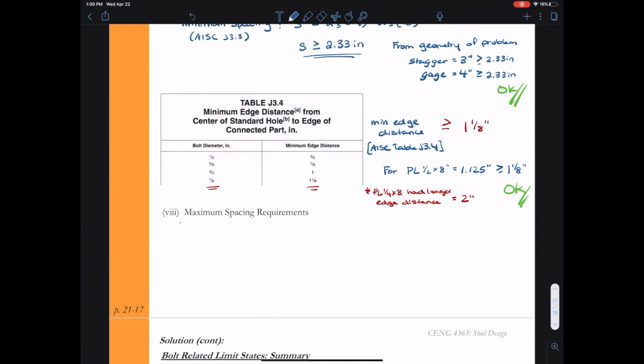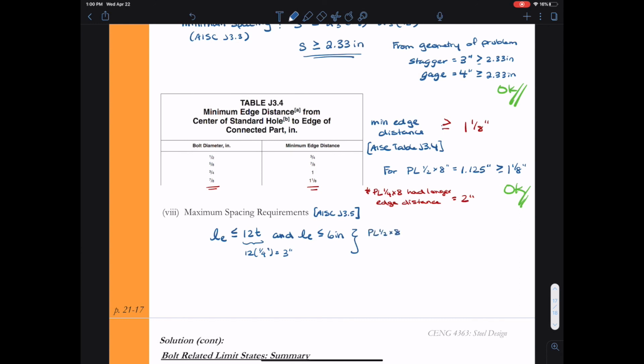We'll now do our maximum spacing requirements, which are stipulated by AISC J3.5. So the first requirement is that the edge distance has to be less than or equal to 12 times the thickness of the thinner plate, and this edge distance has to be less than or equal to 6 inches. So we see that our edge distances were 2 inches and 1 1/8 inch. If I do 12 times the 1/4 inch splice plate, I get 3 inches. I also have 6 inches.